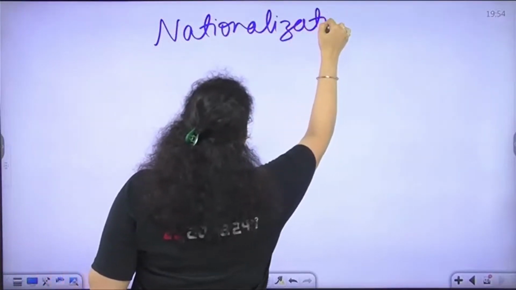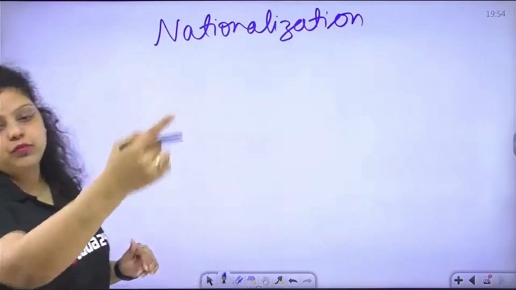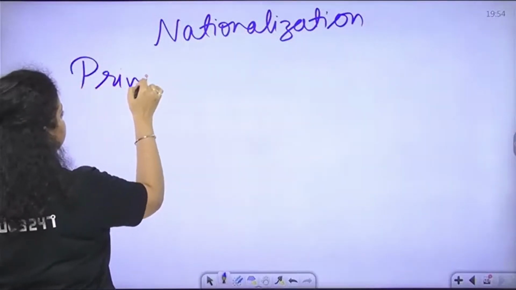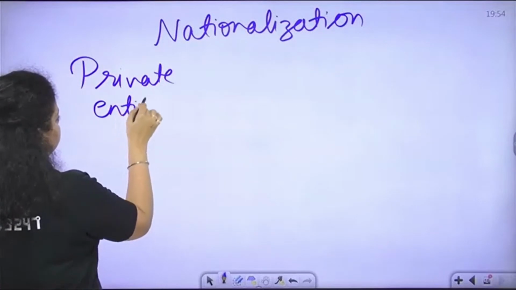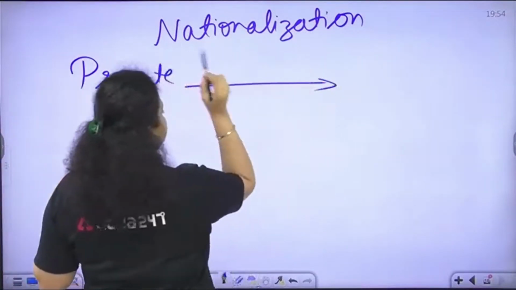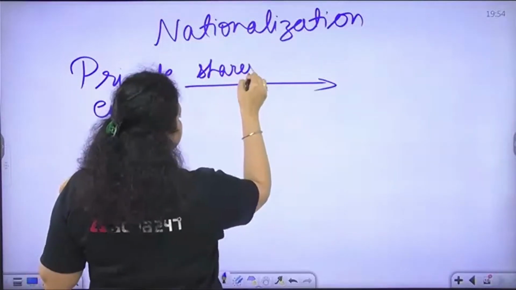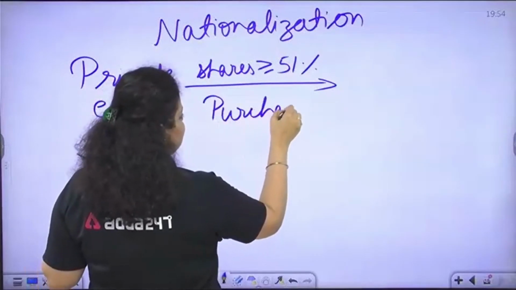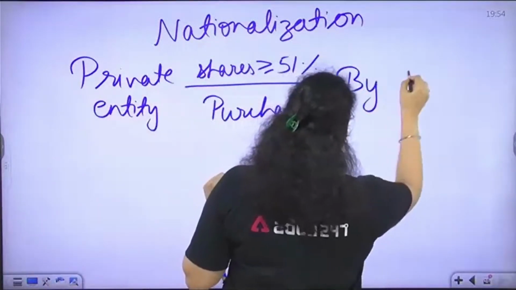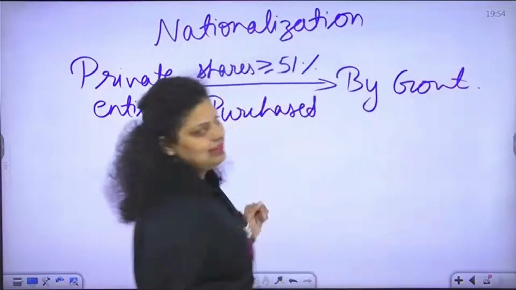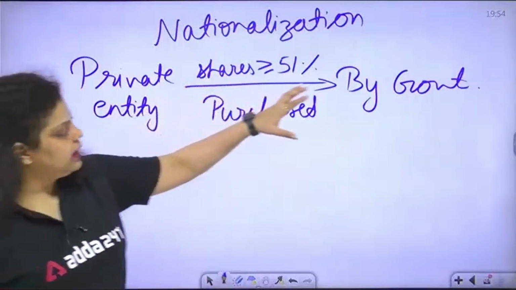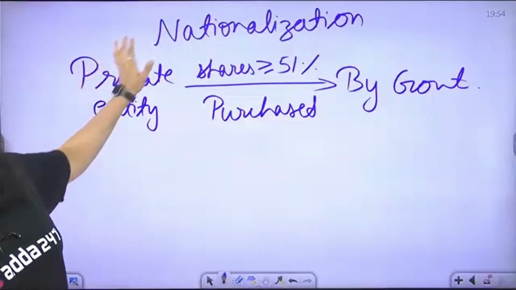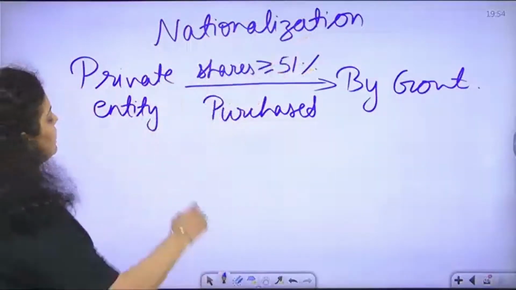Nationalization means simply transferring the ownership of private companies to the government. Like we have any private entity, and when 51 or more than 51% of the shares of this entity are purchased by the government, then this process is known as nationalization. So whenever the government of any country purchases 51% or more of the shares of a private entity, that process is known as nationalization.